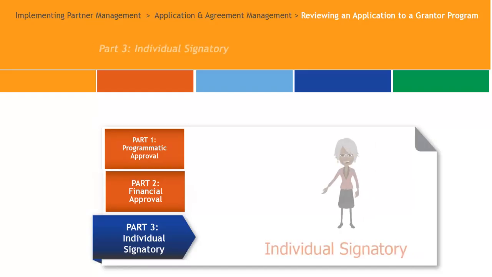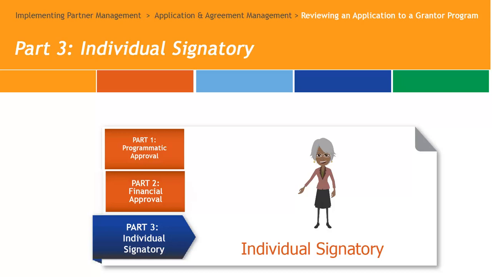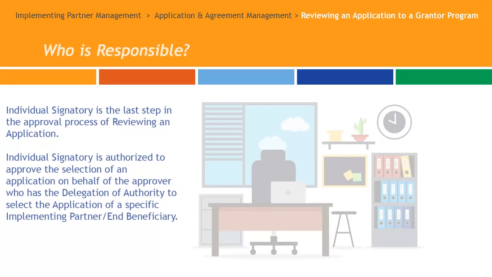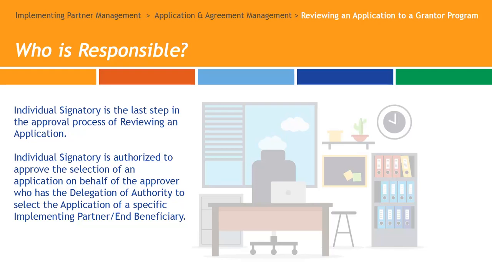In this training scenario, after the Certifying Officer has approved, the application is then passed on to the individual signatory for final review. Remember, we are following the workflow for our entity, UNEP. The individual signatory is the last step in the approval process of reviewing an application.